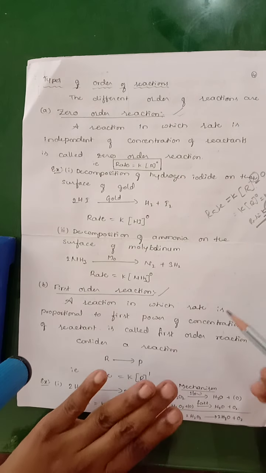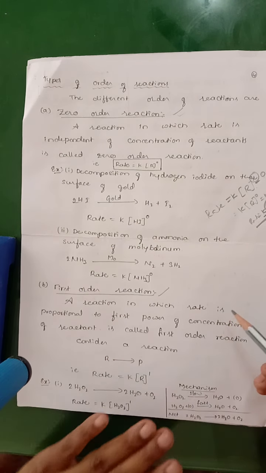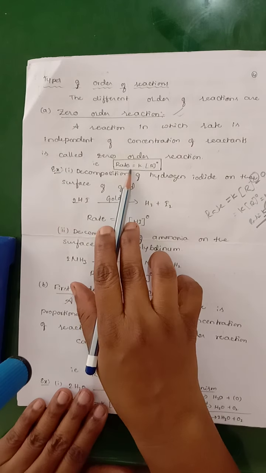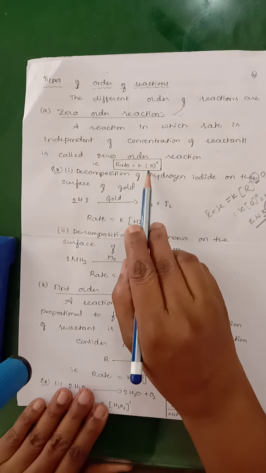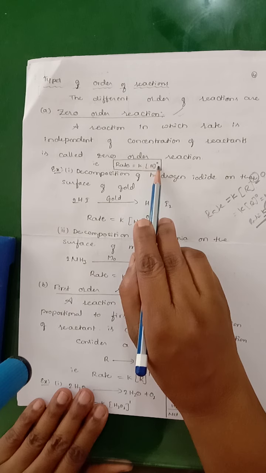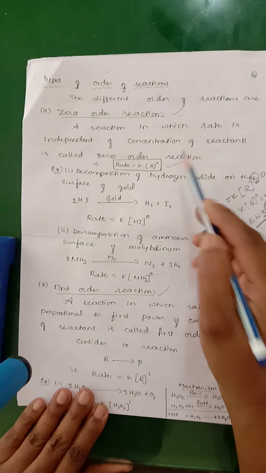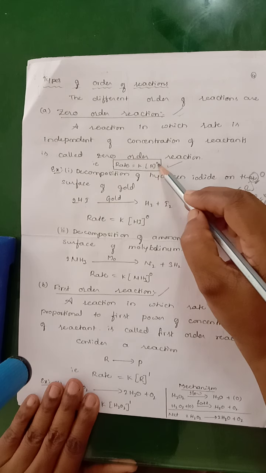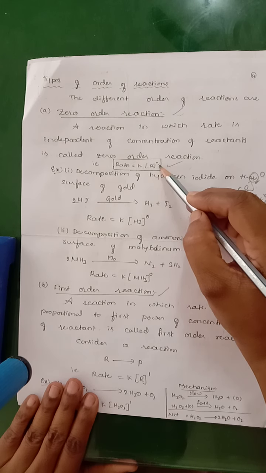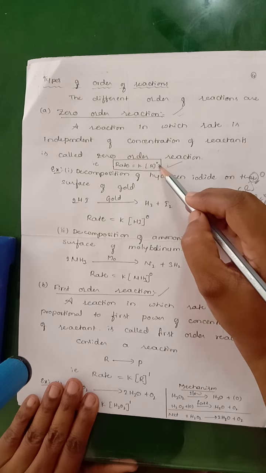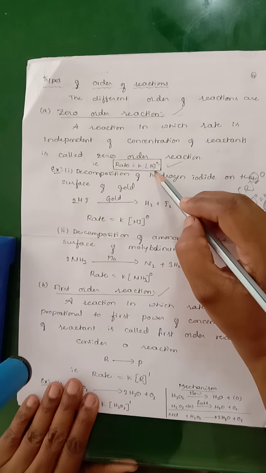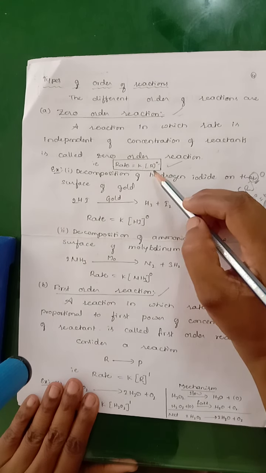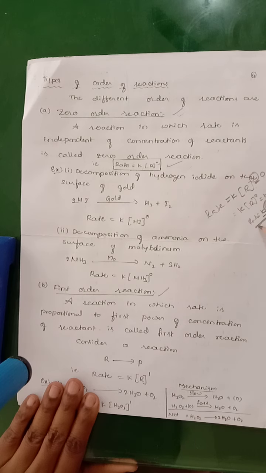Then how can we write the rate expression or the rate equation for a zero order reaction? That is, rate of a reaction is equal to k into concentration of reactant power 0. It is called a zero order reaction because the power of the concentration of reactant is found to be 0 here. It is independent. Anything power 0 can be taken as 1. 1 into k is nothing but k. So in that expression there is no concentration term. Hence it is called a zero order reaction.